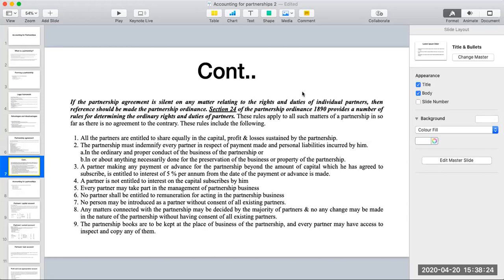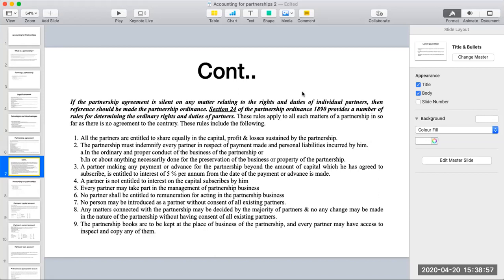A partner making any payment or advance for the partnership beyond the amount of the capital is entitled to interest of 5% per annum. That means, other than the capital that they need to invest for the business, if they are making any additional capital to the business, then they are entitled to receive an interest of 5% for that additional amount.